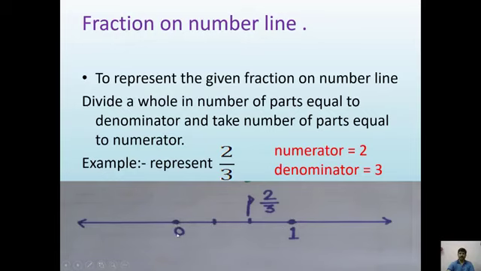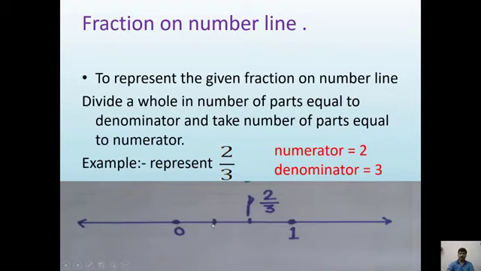What will be the total parts? We will divide this whole between 0 and 1. 0 is a whole number, 1 is a whole number. But this fraction is not 0, so it has a value greater than 0, and it is not whole 1, so it has a value less than 1. In this way we can say 2 upon 3 lies between 0 and 1.